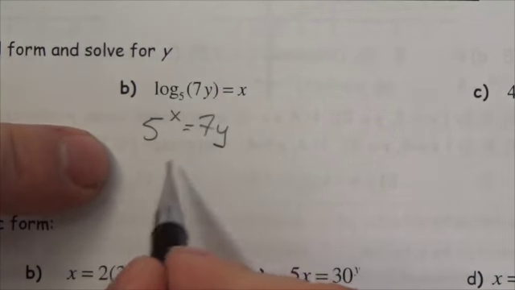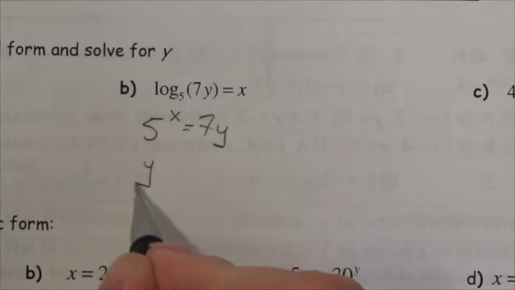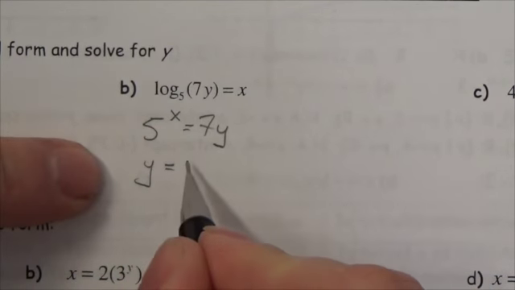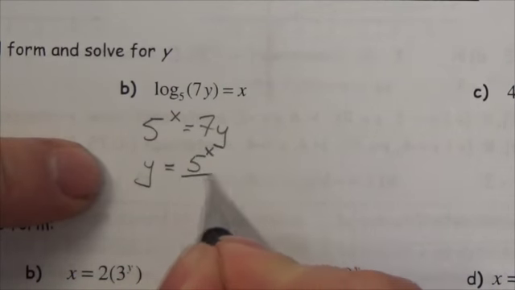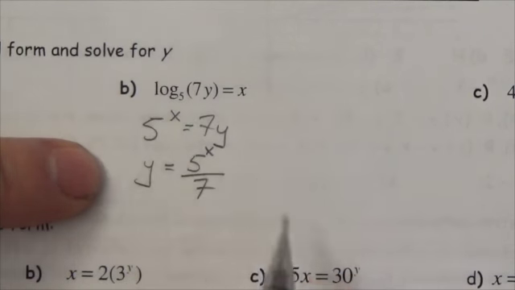Now to get y by itself, I'm going to divide by 7. Again, I'm just going to write the y on this side because it looks better. And this will be 5 to the x divided by 7. That's what we're looking for.